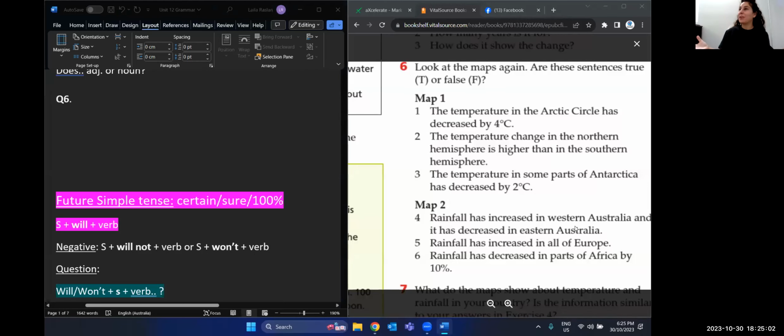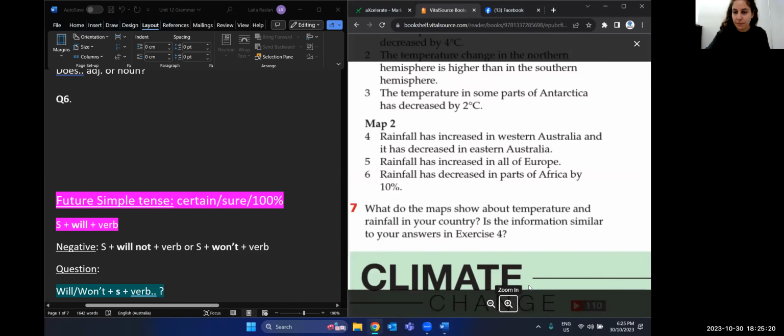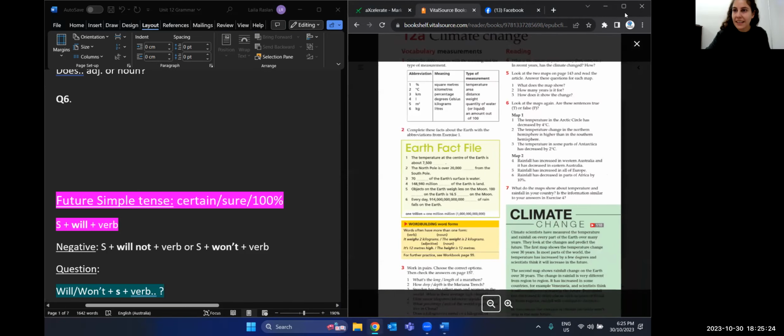Okay, let's look at the questions. So I hope you've read the article again. You looked at the images. Now the temperature, we're looking at map 1. We have to say true or false. Is the temperature in the Arctic Circle, has it decreased by 4 degrees? Has it decreased?